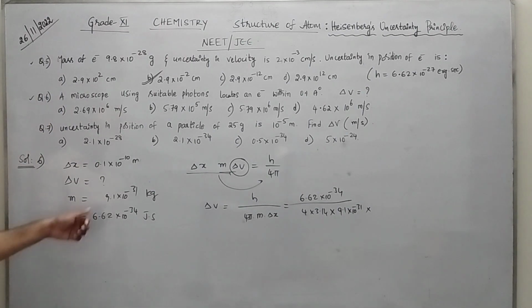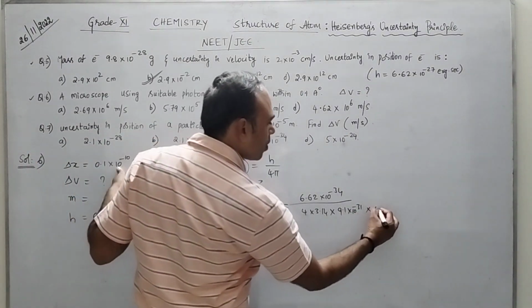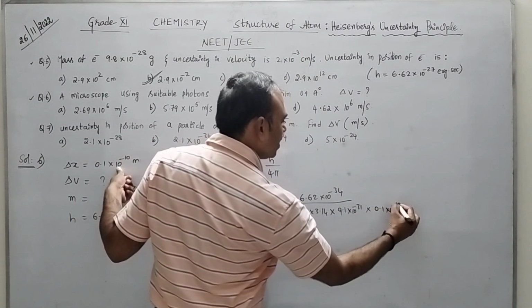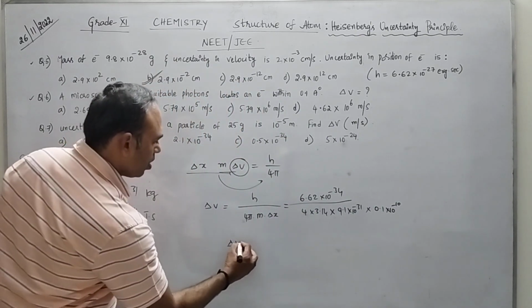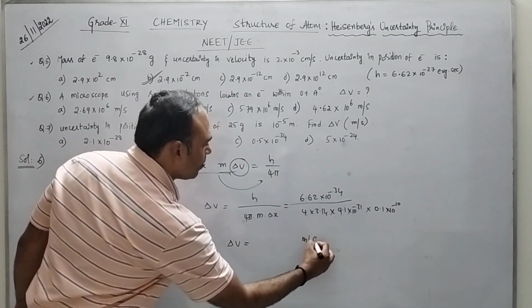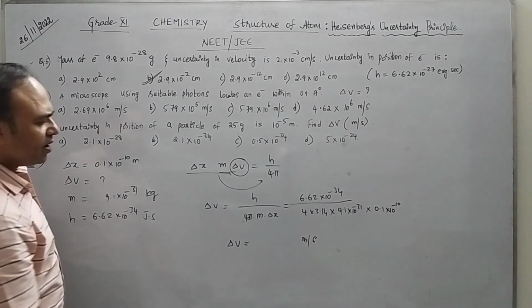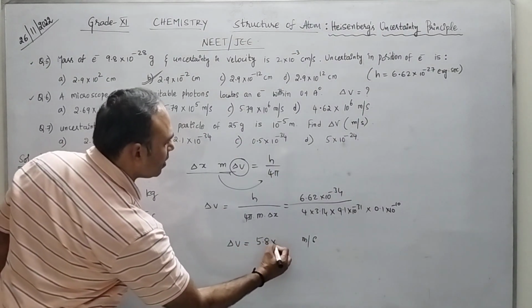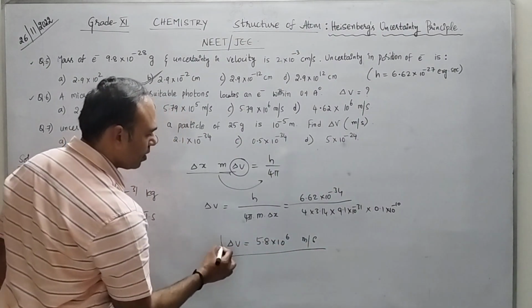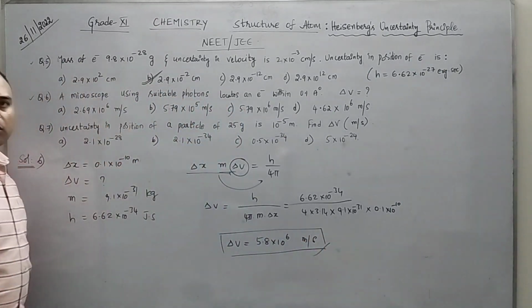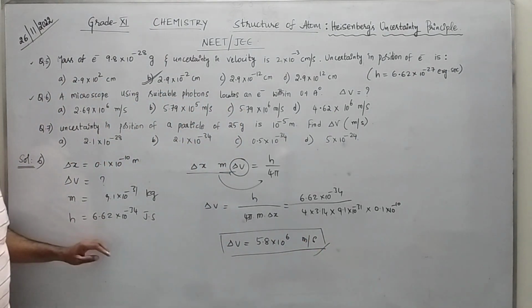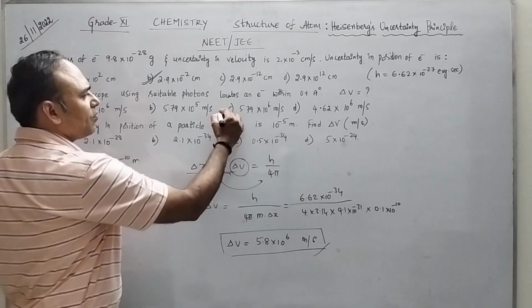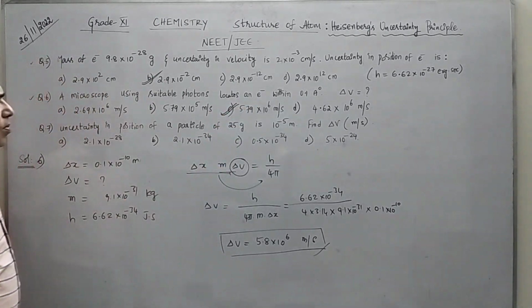What is delta x here? It is 10 to the power of minus 10 meter. Now we need to get it in meter per second. So finally you will get the answer as 5.8 into 10 to the power of 6 meter per second. For convenience I have solved this earlier. So here the nearest value is 5.79 into 10 to the power of 6 meter per second. Hope you have understood this.